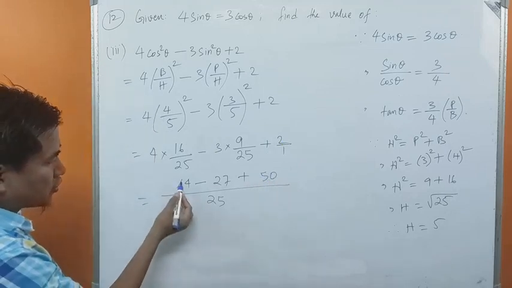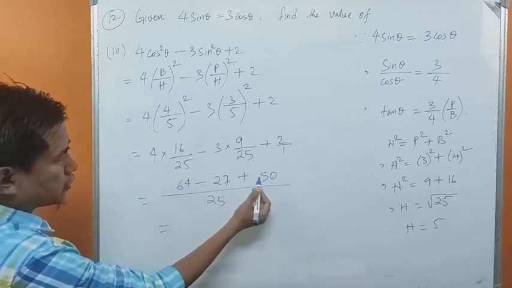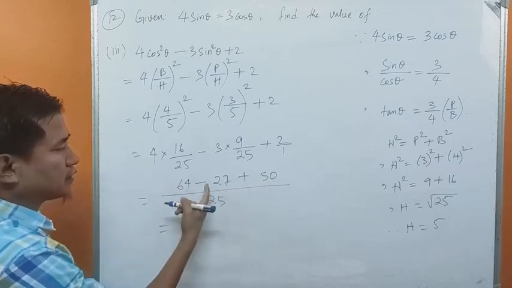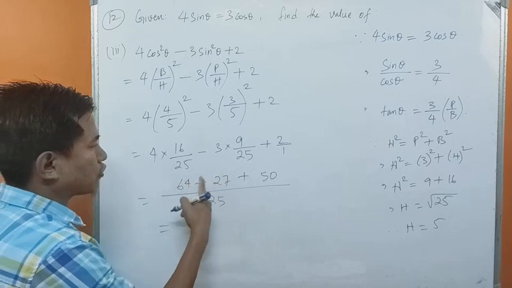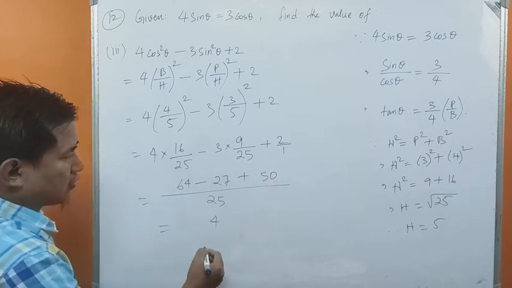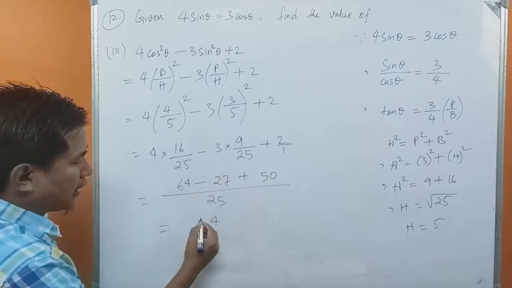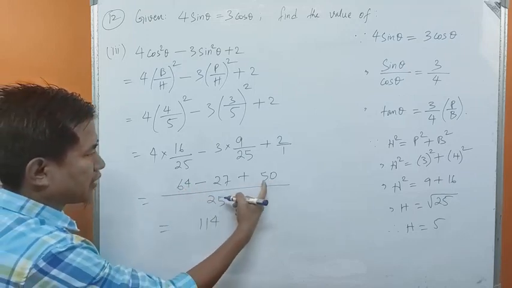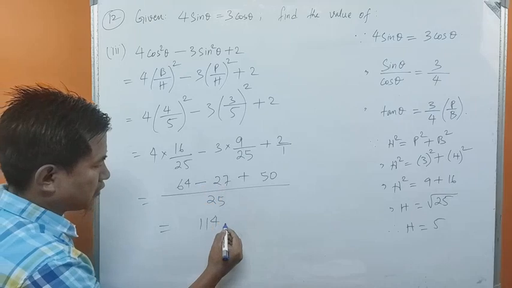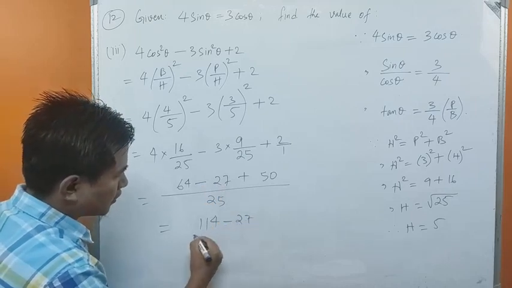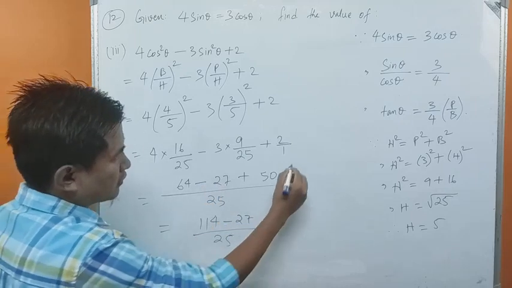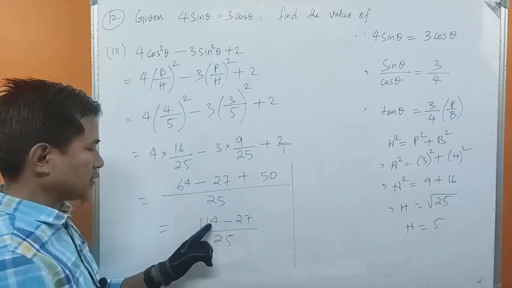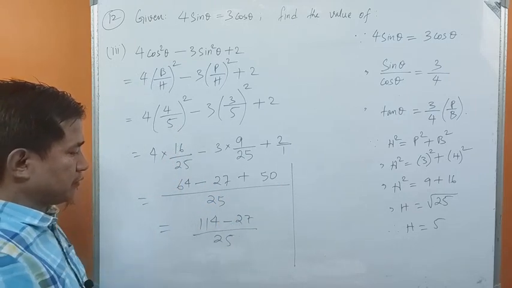Now 64 is positive, 50 is positive, 27 is negative, isn't it? Let's add up these two positive numbers and subtract 27. So 4 plus 0 is 4, 6 plus 5 is 11, minus 27 upon 25, isn't it? Let me continue here. Okay, so 114 minus 27, isn't it? This is positive, this is negative.